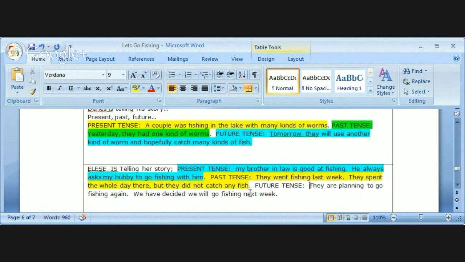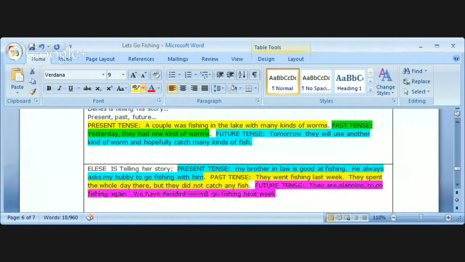To go fishing again. Good. And this is future tense. Okay. All right, can you read yours for us, Elise?